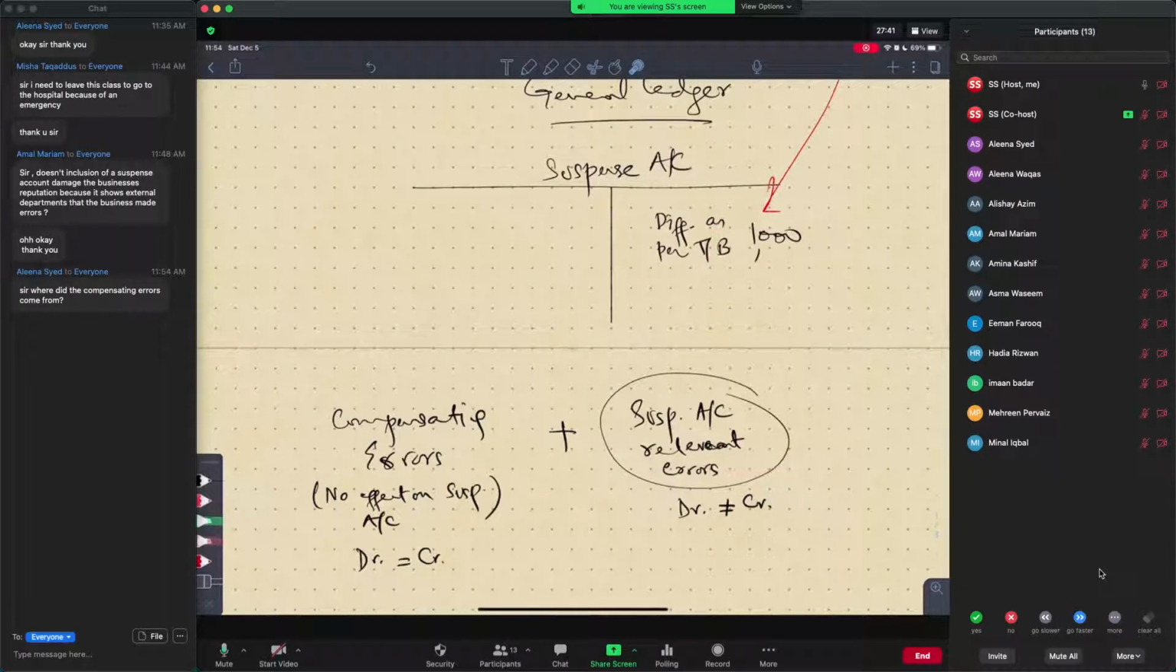So we are going to find all the errors. We are going to rectify all the errors indiscriminately, whether they affect the suspense account or they don't. As soon as you find an error, it is obligatory. You are going to fix them, right?